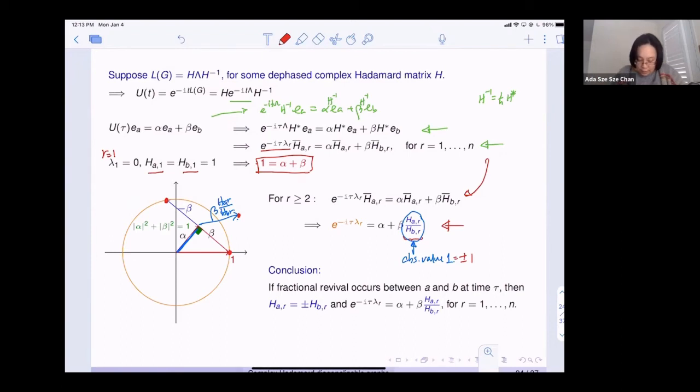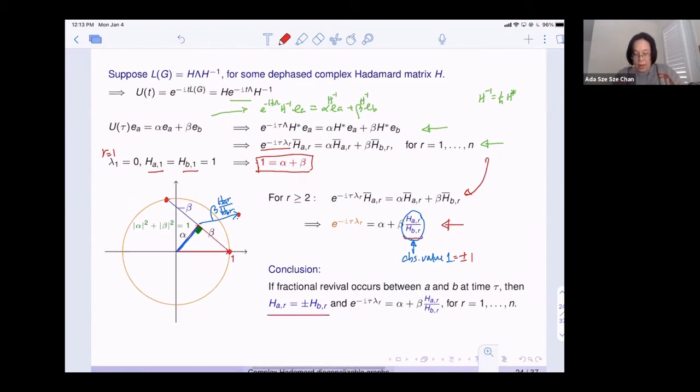So the conclusion is, if I have fractional revival at time tau between A and B, then I would need that the AR entry of the complex Hadamard matrix is plus or minus the BR entry. And this has to be true for all R. So this is saying that if you look at the rth column, the rth eigenvector, and you look at the A entry and the B entry of the eigenvector, then they have to be either equal or minus 1 times each other. And then I also would need the eigenvalue to match up to alpha plus or minus beta, depending on what that blue number is. So I would need these two conditions.